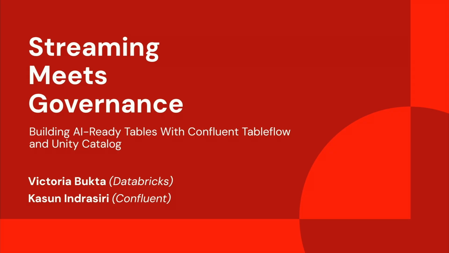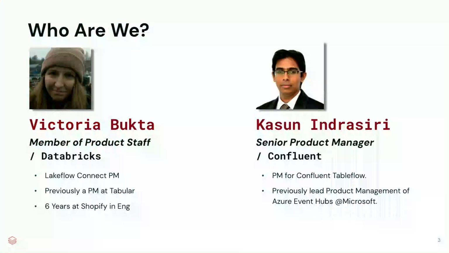In this session, we'll be covering how you can expose your streaming data in Kafka topics and as Delta or other open table formats, and make them available to Unity Catalog and use them within your analytics services. So let's start with a quick introduction about ourselves.